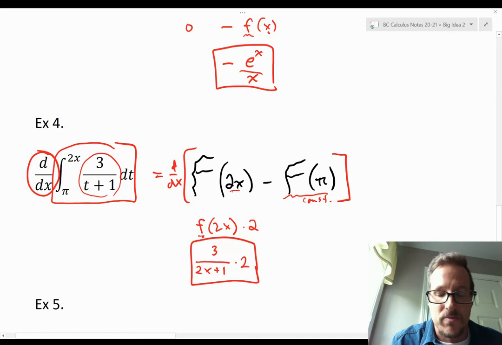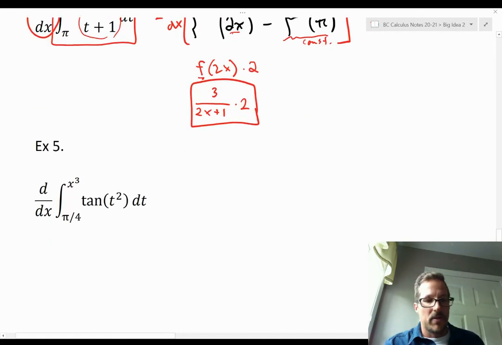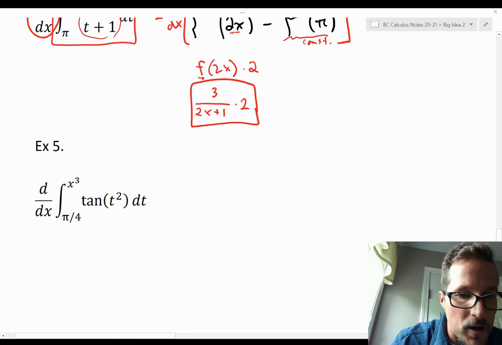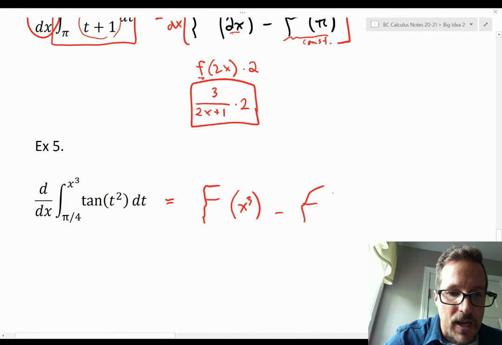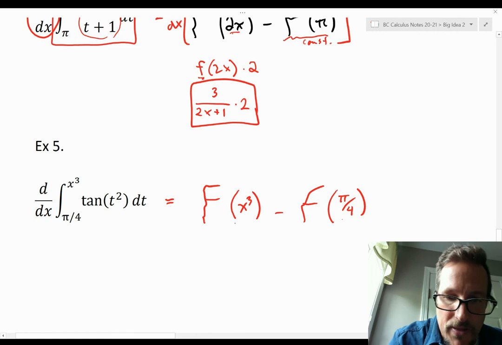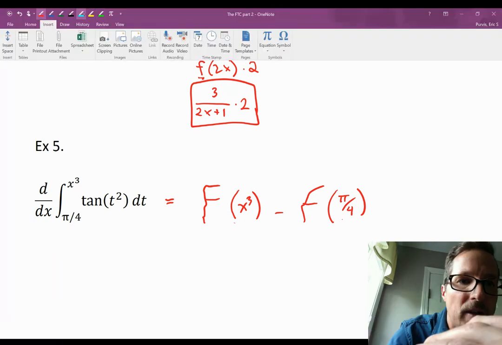That's 6, but moving on. Okay, another derivative of an integral, this time from pi over 4 to x cubed. Again, mentally, I'm thinking mysterious antiderivative at x cubed minus mysterious antiderivative at pi over 4. That's a constant. That's a function. I'm going to be taking the derivative of it.